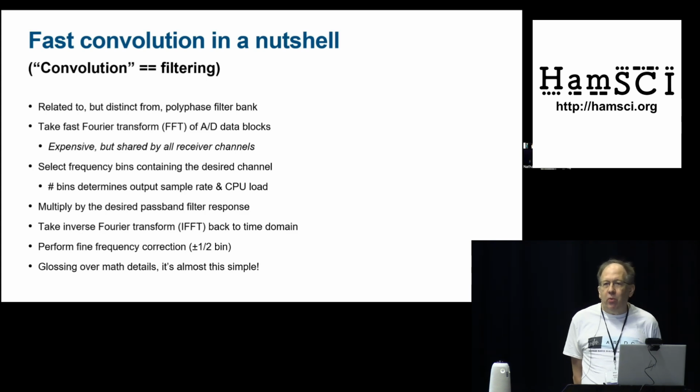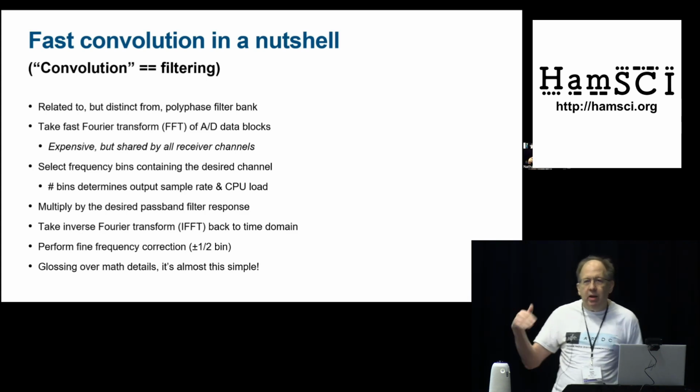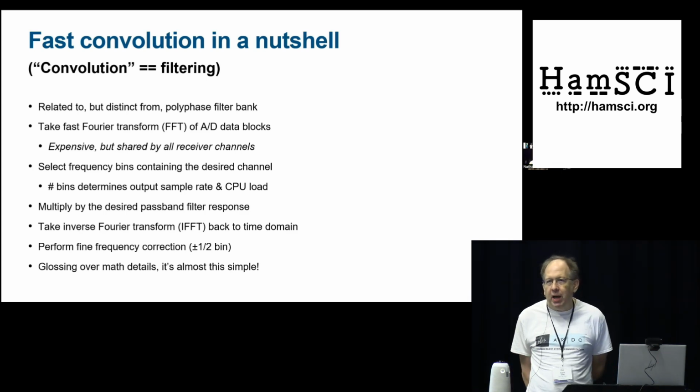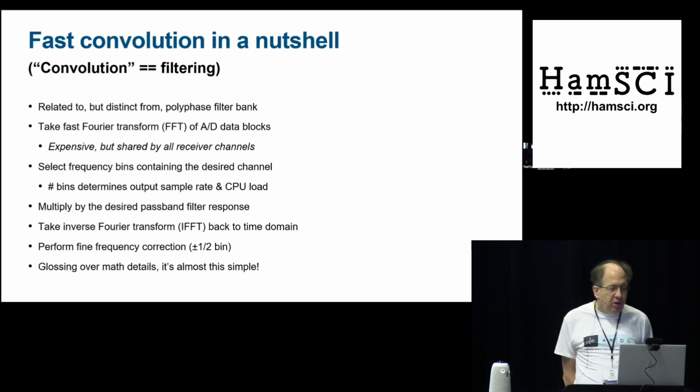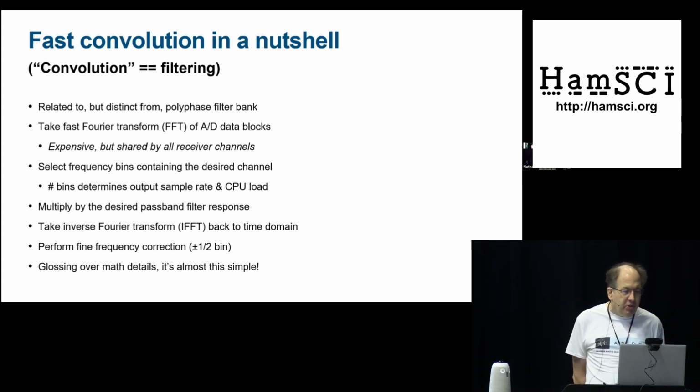So you do this big forward FFT, which is relatively expensive, but well within the capability of even a Raspberry Pi today. And then you have a whole bunch of shared receiver channels that share that front end by picking off whichever bins they want and then doing an inverse FFT back to the time domain. And there are details, but they don't really change the overall approach here.